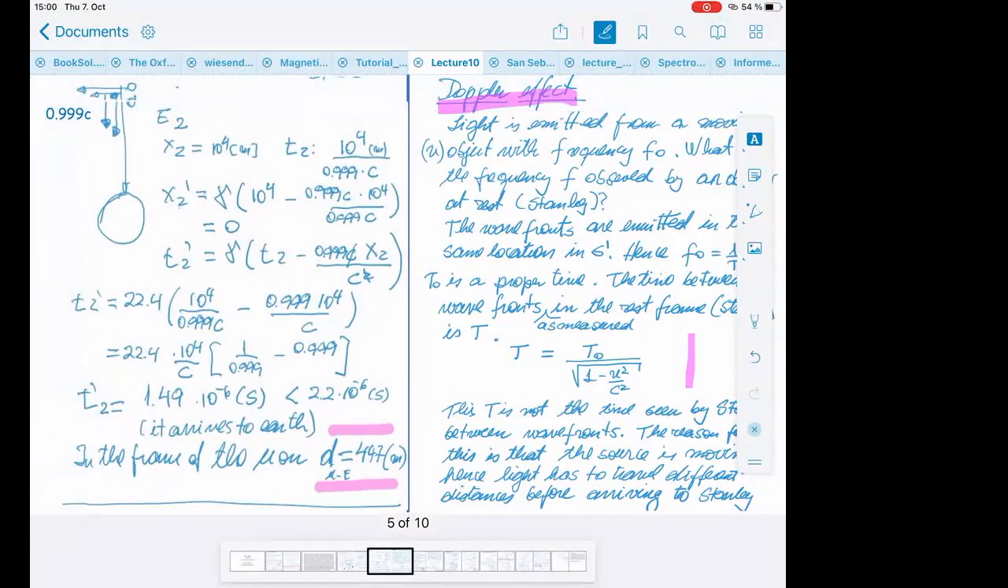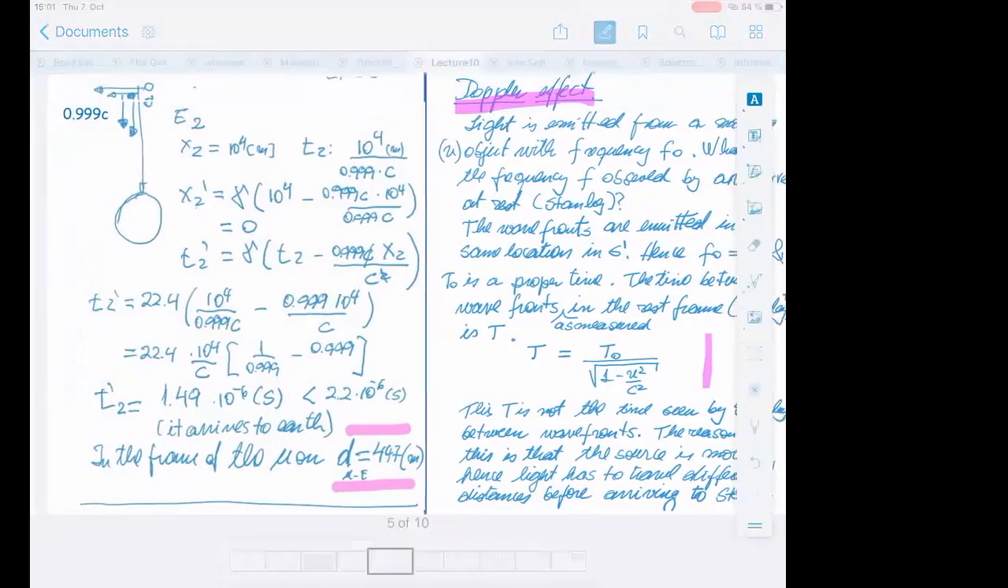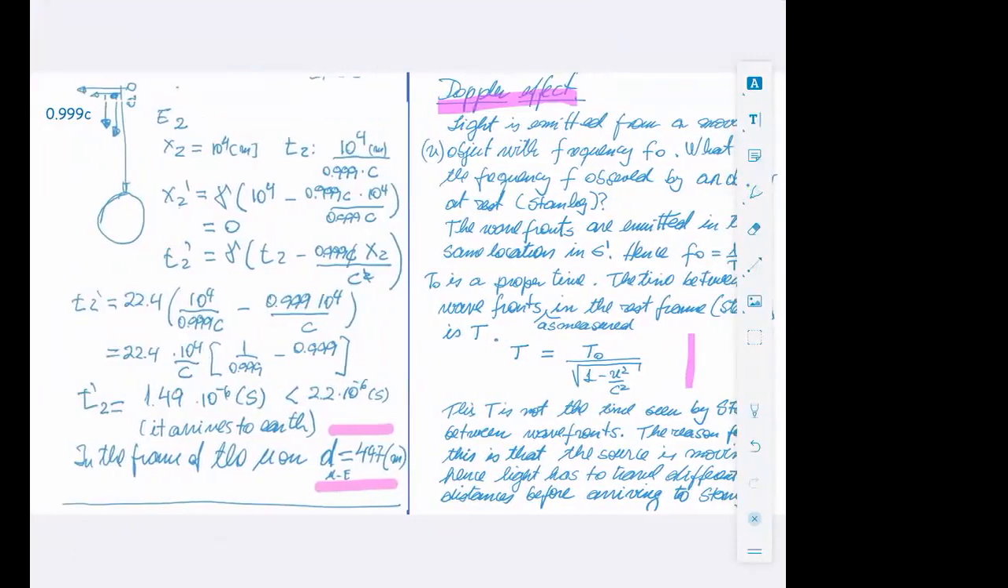The muon is starting to travel and it arrives to Earth. So event 2 happens, and I know X2, its coordinate in the reference frame of Earth, is 10 kilometers, which is exactly this number over here. Yes, that 10 kilometers. What would be the time T2 when that happens?